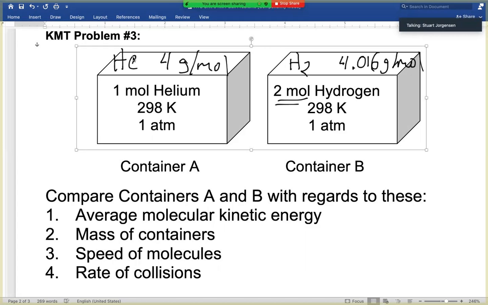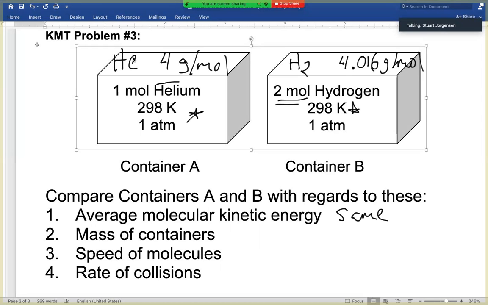Let's take a look at these boxes. Number 1 says the average molecular kinetic energy. Well, we measure that with the temperature. Temperature is the same. We got the same temp here. The mass of the whole container. So if we were to take box A, put it on a balance, box B, put it on a balance, which one is going to have a greater mass?